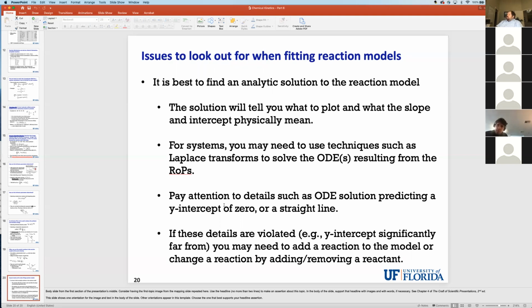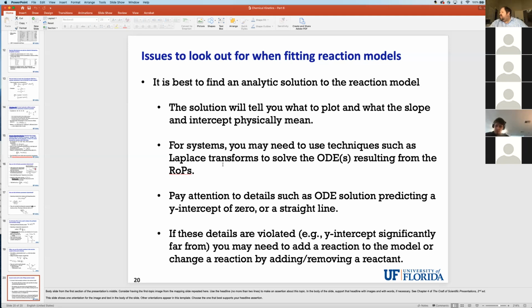And issues to look out for when you are fitting reaction models. It's best, in my opinion, at least for homework problems, to find an analytic solution to the reaction model, and look for that solution. That solution will tell you exactly what to plot and what the slope and intercept will physically mean. And you can do this. I did the simplest example there is, with a first order reaction.